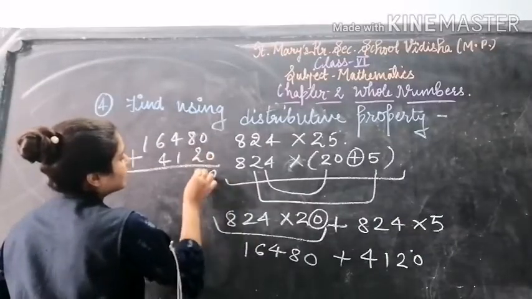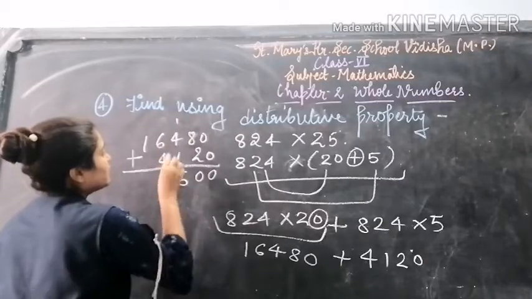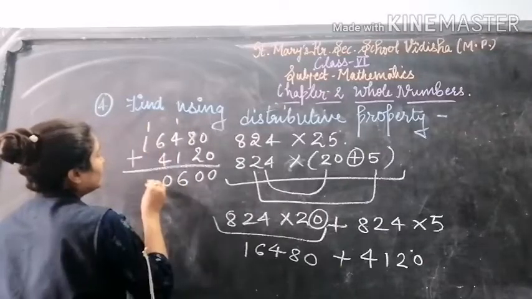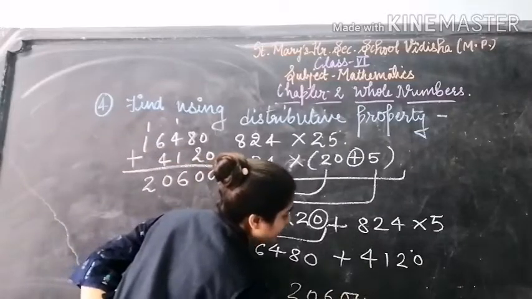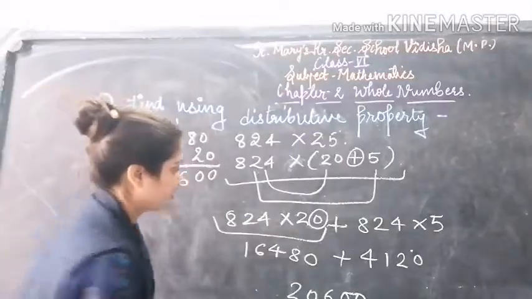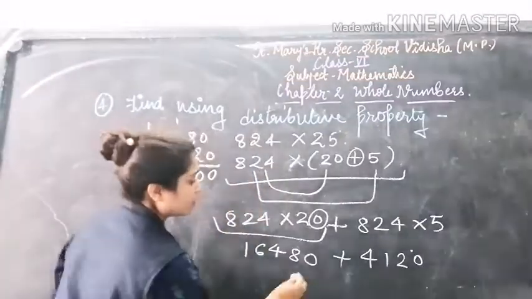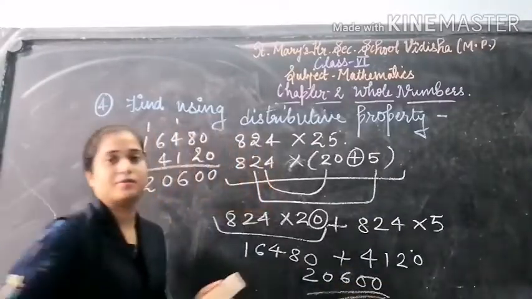0. 8 plus 2 is 10, carry is 1. 4 plus 1 is 5, plus 1 is 6. 6 plus 4 is 10, carry is 1. 1 plus 1 is 2. Answer is 20600. 20600 is the answer.